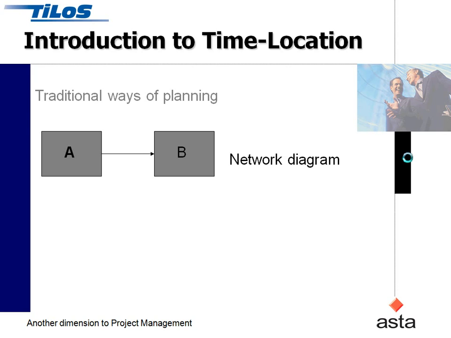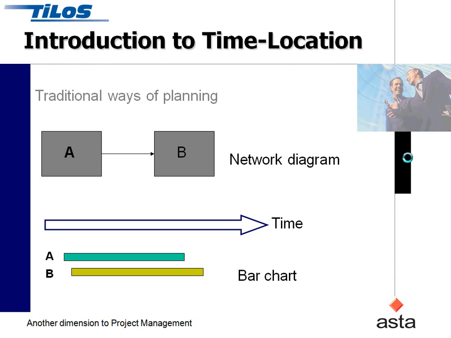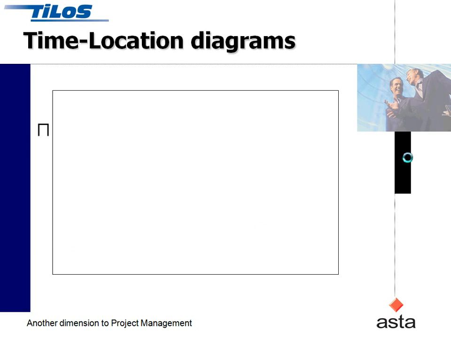With traditional planning, you make a network diagram and say that there are two activities that follow each other, but there's no information about time or any distance component. And that's traditionally been converted into a Gantt chart or a bar chart where you see the items against a common timeline, and you can see here that activity B starts and finishes after activity A.